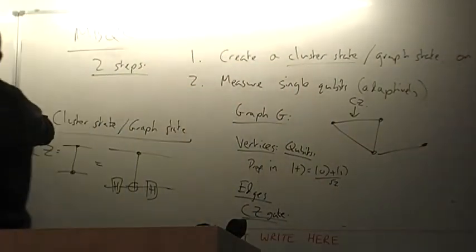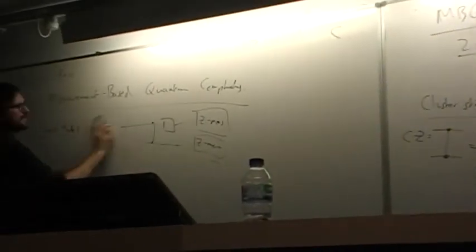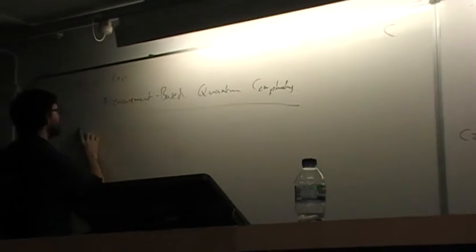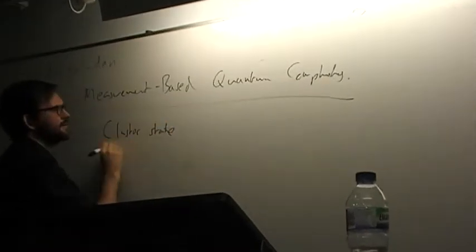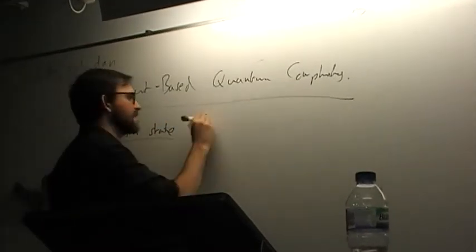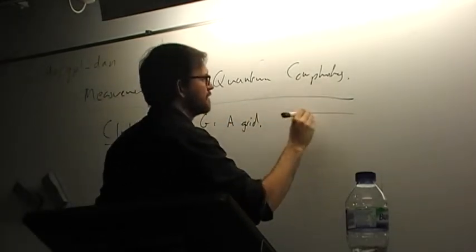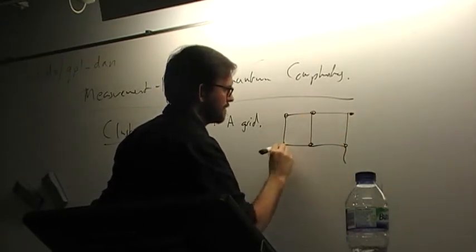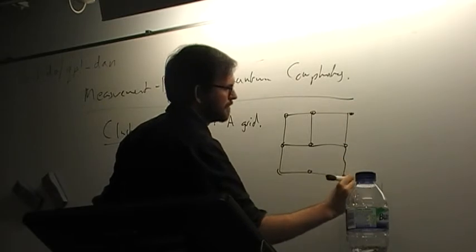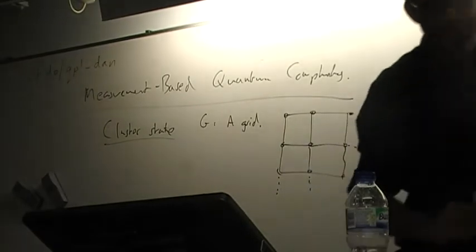So cluster states are simply graph states on a grid-like graph. The distinction is sort of historical. These were the first to be studied, so the graph G is a grid.